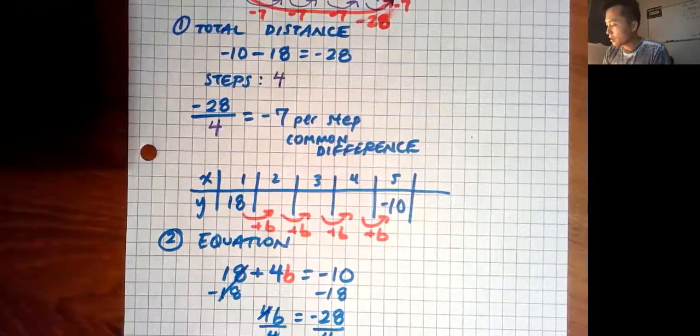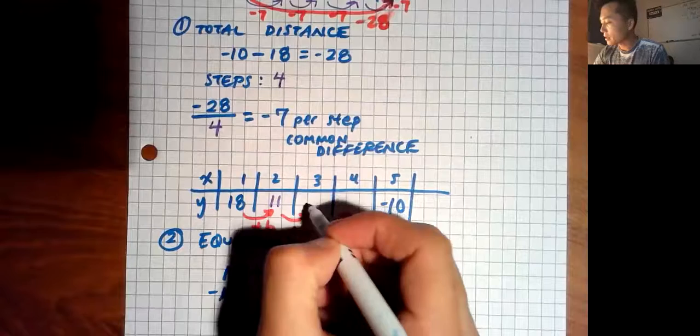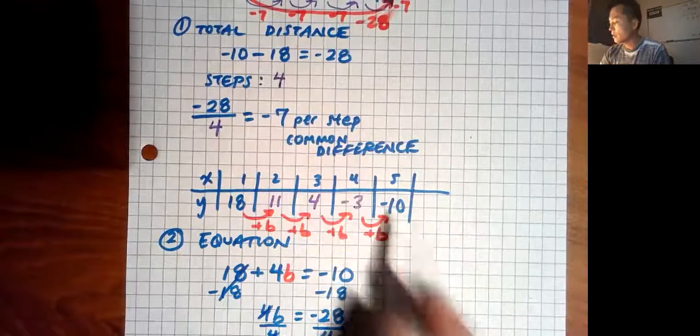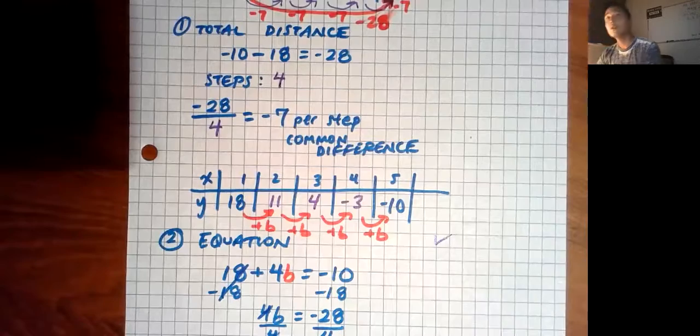So I can do 18 minus 7 is 11. 11 minus 7 is 4. 4 minus 7 is negative 3. Negative 3 minus 7 is negative 10. That checks out.